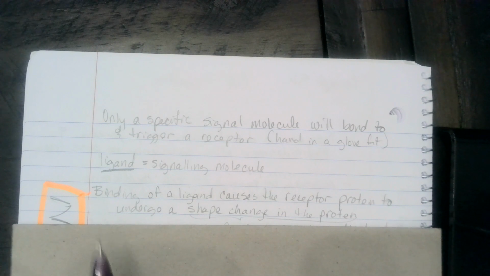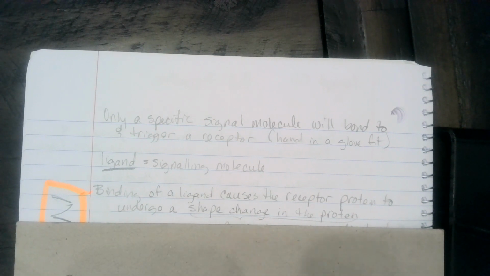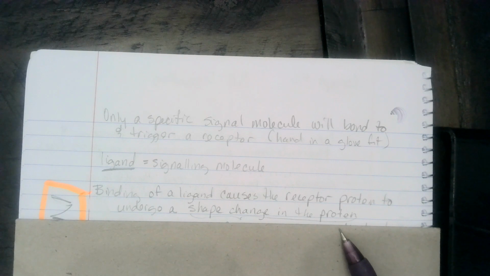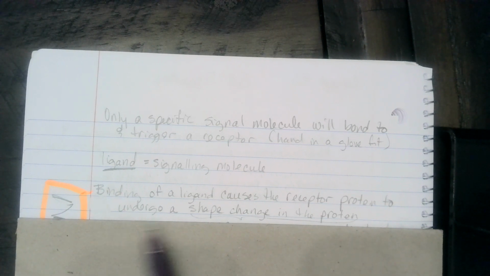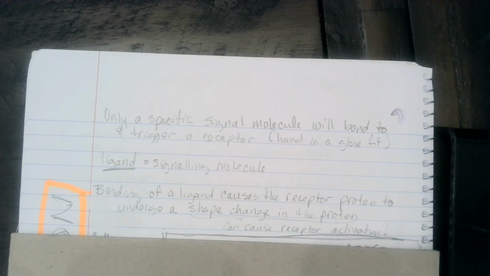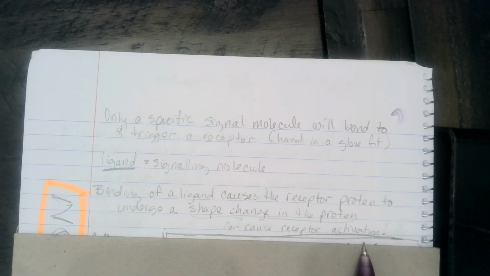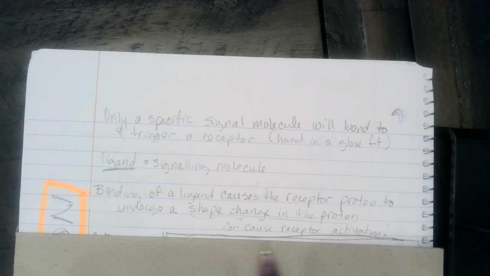Okay. Binding of the ligand, the signaling molecule, causes the receptor protein to undergo a shape change. That shape change in the protein can cause receptor activation.